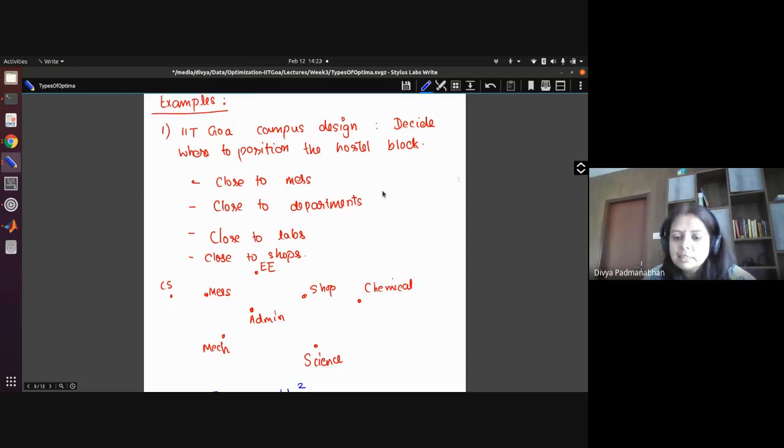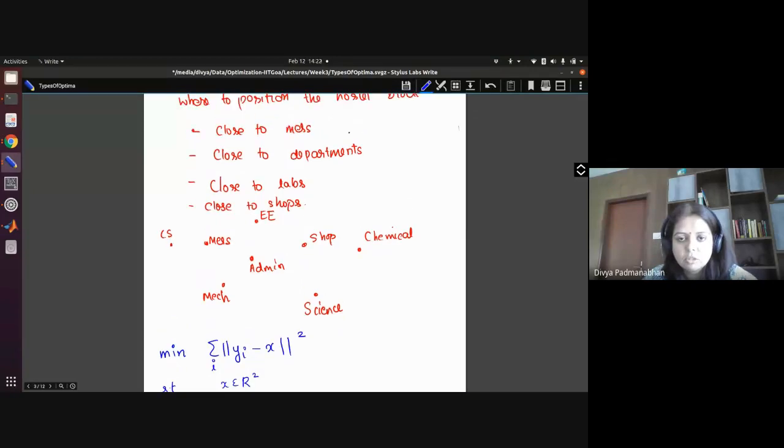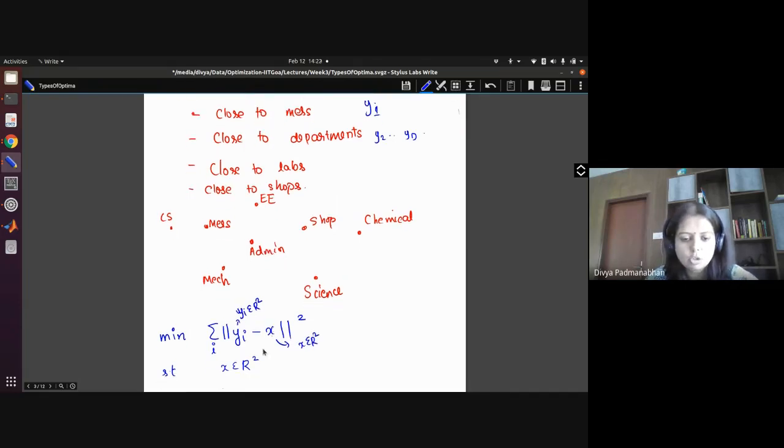So this can be written as an optimization problem like this. Each of these positions, the position of the mess, you can denote as yi. So it's a coordinate in 2 dimensions. This is y1, and the departments you have something like y2 to yd, and like that. Each of them is specified by the coordinates y, so the yi's are in R2. And you want to find x, which is also in R2. You want to find the best location, such that it's close to all of them.